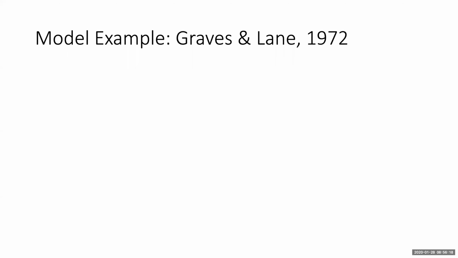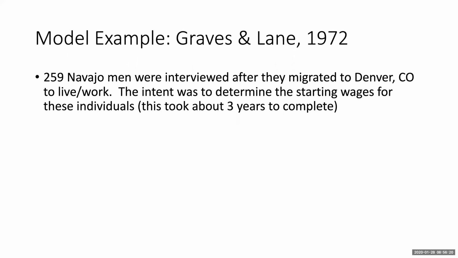This is Graves and Lane all the way back in 1972. And this is going to be long, so I want you to just try to watch the screen, read it with me. There were 259 Navajo men interviewed after they migrated to Denver, Colorado to live and work. The intent was to determine the starting wages for these individuals. And they took about 3 years to figure this out.